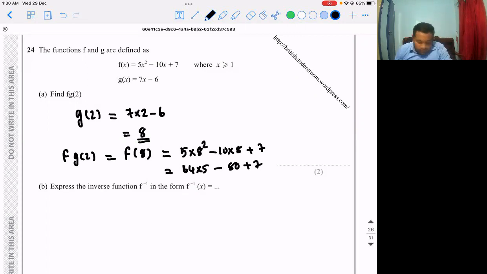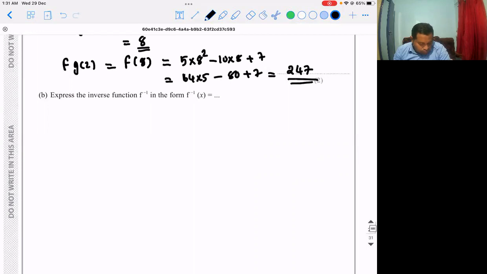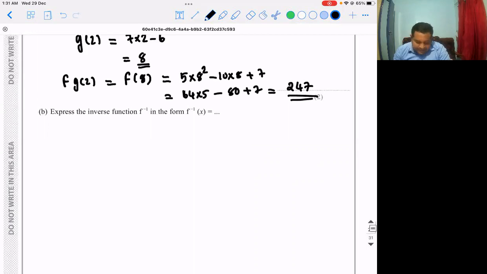So the final answer is 247. Substitute this value directly in your calculator, you will get the answer. 247 is our answer. Is it 247 or 277? Once again, check it. 64 multiplied by 5 minus 80 plus 7 is 247. Yes, that is correct. 247.